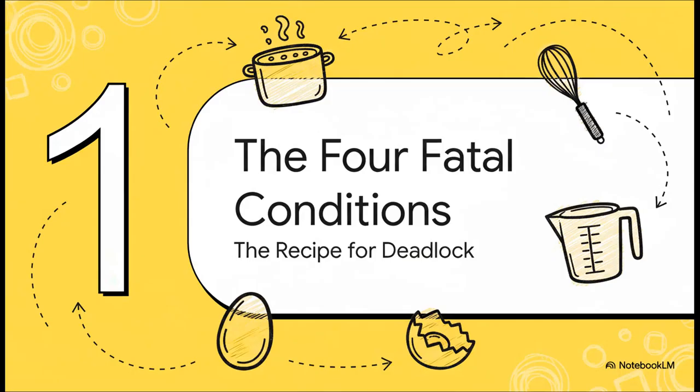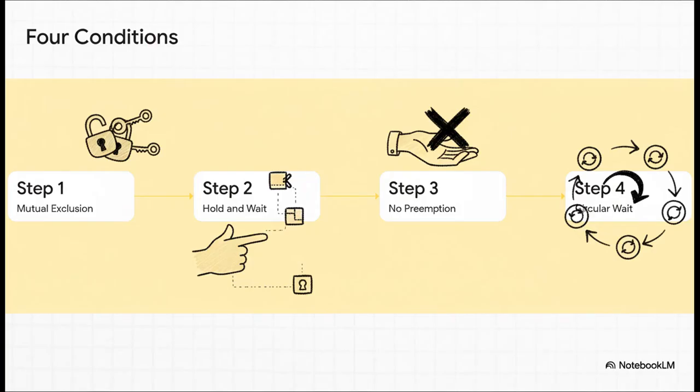Okay, so let's get into the nitty-gritty. A deadlock isn't just some random fluke. It's actually more like a recipe. A very specific recipe that needs 4 essential ingredients, or conditions, to all be present at the exact same time. And here they are: mutual exclusion, hold and wait, no preemption, and circular wait. Now the interesting part is, if you want to prevent a deadlock, you just need to break one of these 4 conditions. So, let's break down what each of these really means.